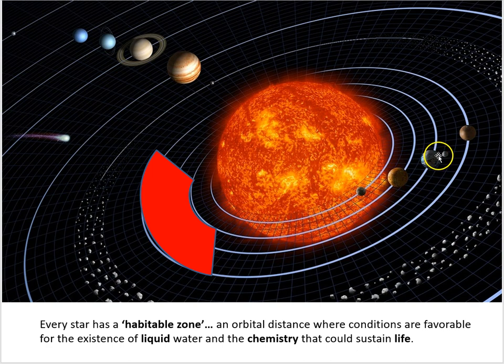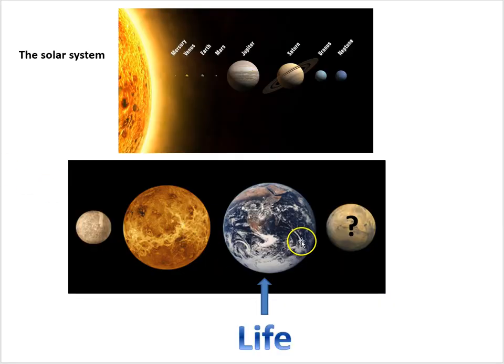Now, some of these inner rocky planets exist at orbital distances that allow water to exist as a liquid on the surface, and this is called the habitable zone. And this is important because scientists think that chemistry is what sustains life, and that chemistry has to take place in some liquid medium, and water is good at dissolving chemicals and allowing them to interact in ways where the chemistry of life can occur. And so we have the happy circumstance that on one of these rocky planets in our solar system, life took hold.